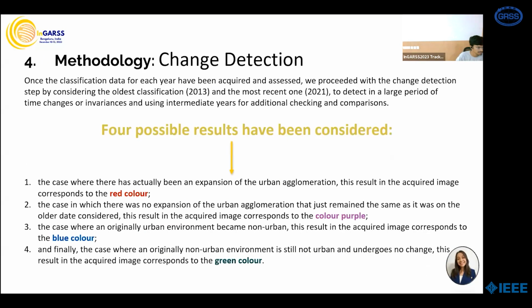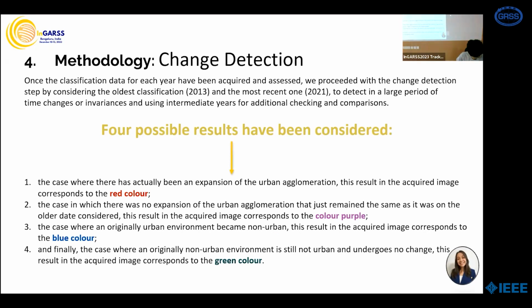Once the classification data for each year have been acquired, we proceeded with the change detection step by considering the oldest classification and the most recent one to detect, over a large period of time, changes or invariances, and using intermediate years for additional checking and comparison. There are 4 possible results.